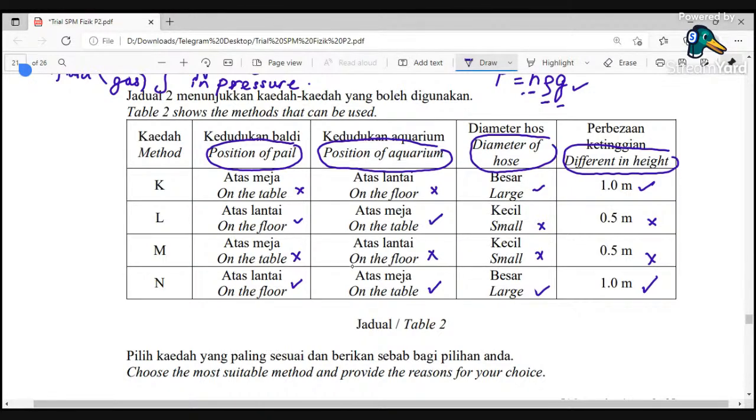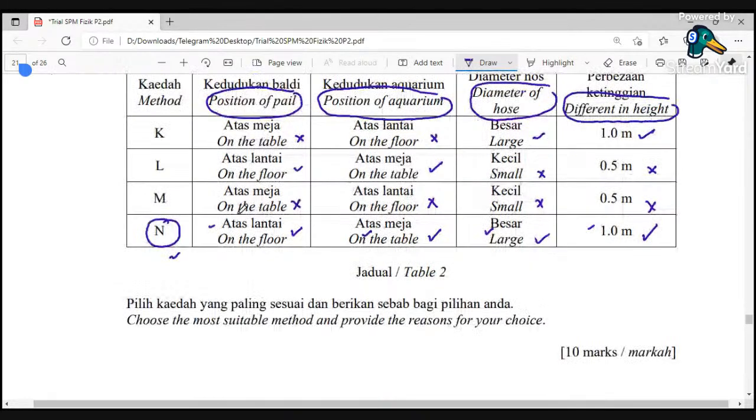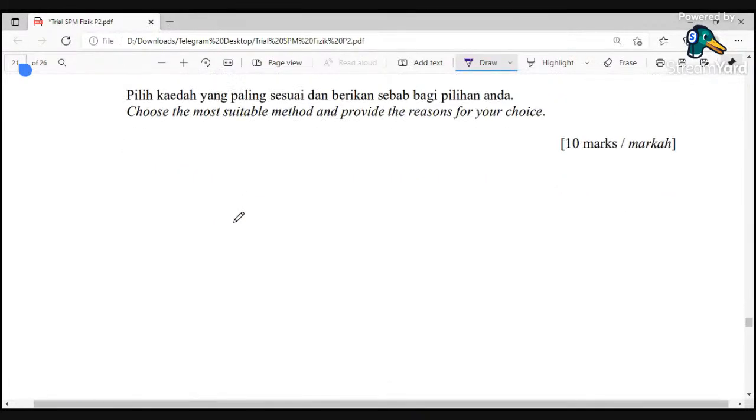So from here I can see the method N has the most ticks that I want. So I will choose N. And normally when I answer this type of question, I will choose first. Then I will discuss only what I choose here, the characteristic that I choose. Okay. So choose the most suitable method and provide the reasons of your choice.